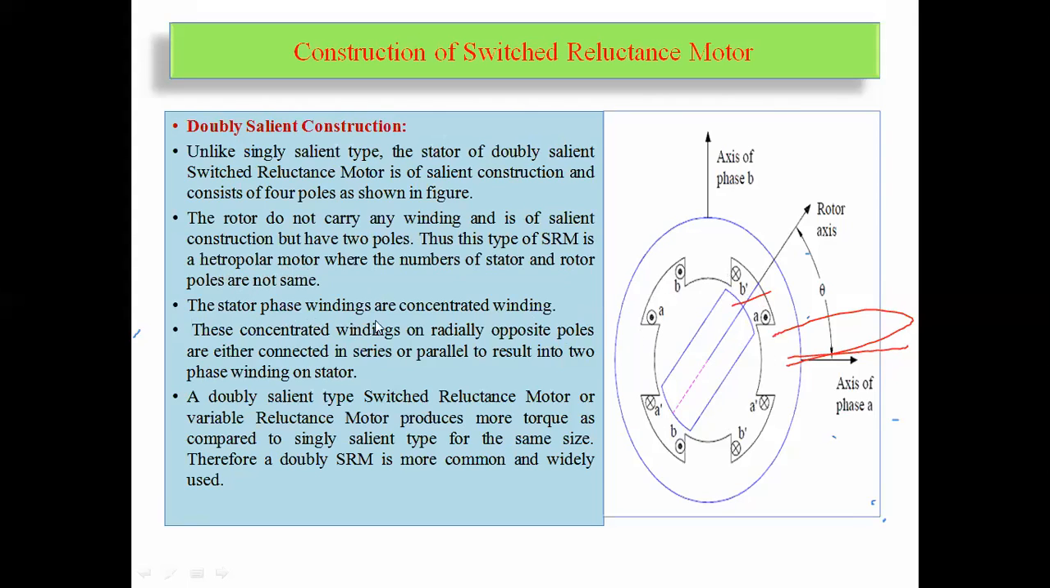Okay, the stator phase windings are concentrated windings. These concentrated windings on radially opposite poles are either connected in series or parallel to result in a two-phase winding on the stator. That means these two windings. Now you can see that here dot connections are there, here cross connections are there. So these stator windings may be connected in series or parallel. That means opposite poles. म्हणजे A, A dash, B, B dash असं connect करतात, depending on the connections, to create the two-phase winding.